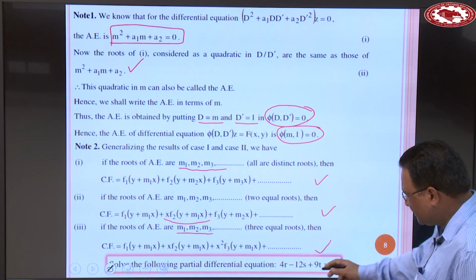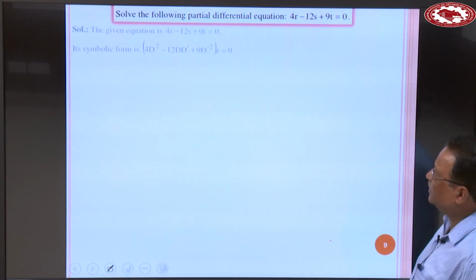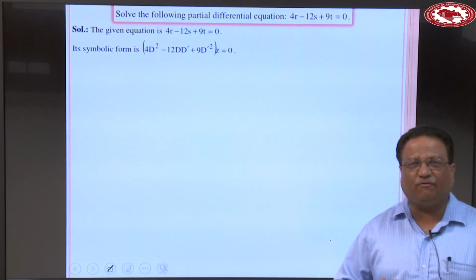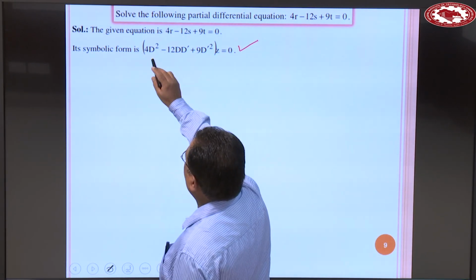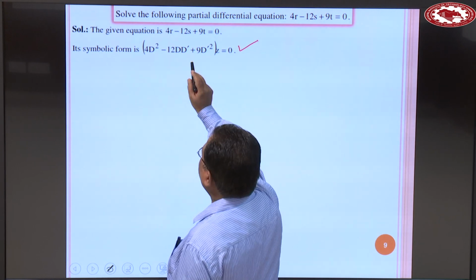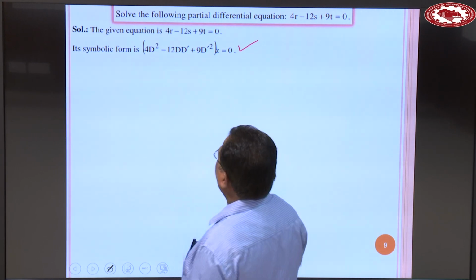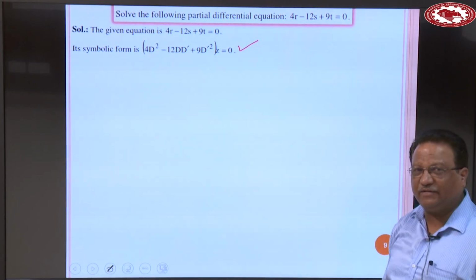Okay, so solve this differential equation: 4r minus 12s plus 9t is equal to 0. First write down the symbolical form of this partial differential equation, and that can be written this way: (4D square minus 12DD dash plus 9D dash square) z is equal to 0. That one is the symbolical form of this differential equation.